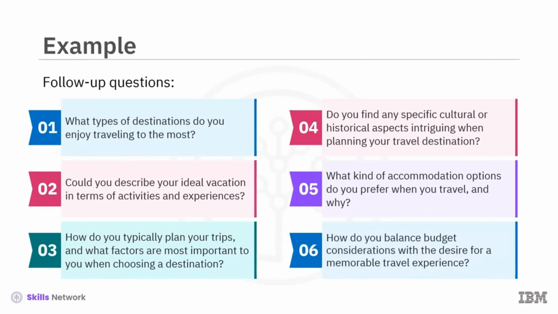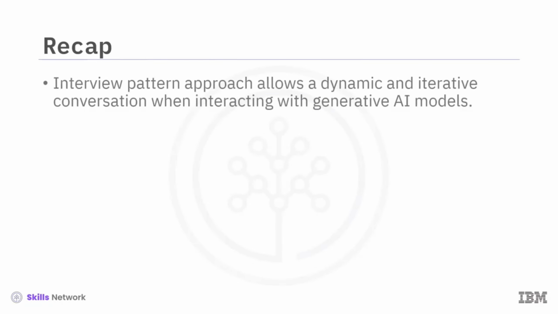In this example, each question builds upon the previous one, creating a structured and informative conversation about travel preferences. Depending on your response to these queries, the model will plan a memorable travel itinerary that aligns with your preferences and needs. In this video, you learned that the interview pattern approach is superior to the conventional prompting approach, as it allows a more dynamic and iterative conversation when interacting with generative AI models.